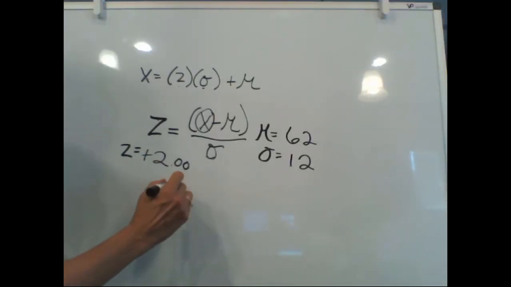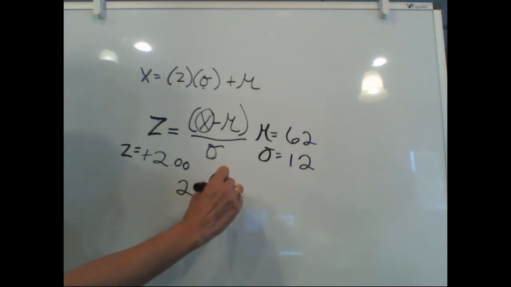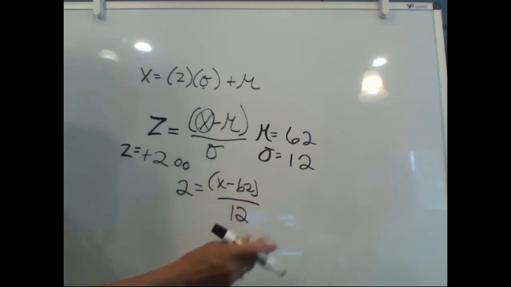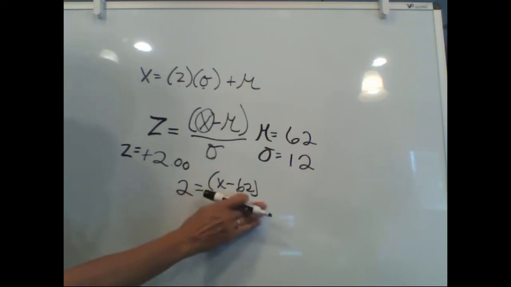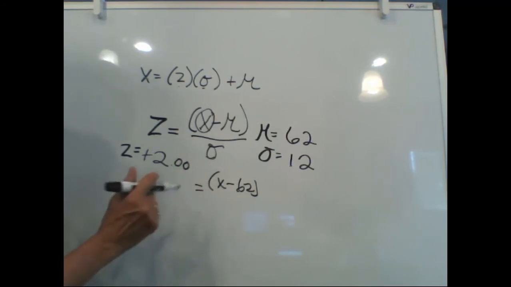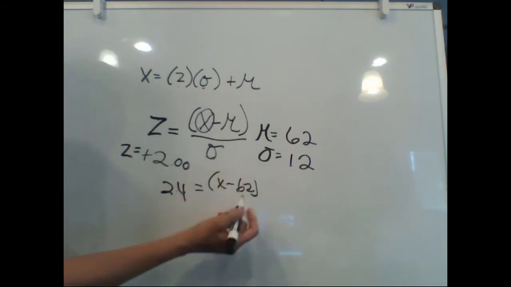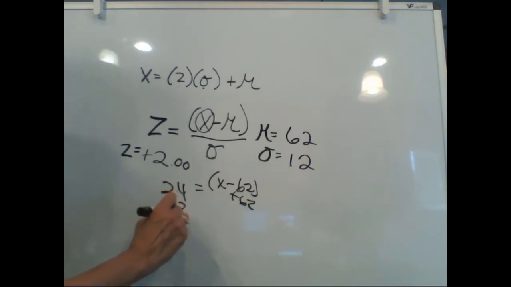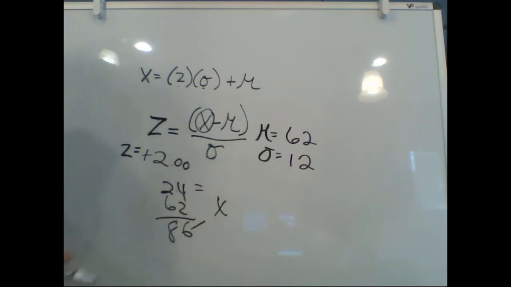For this last one, we have a z of 2. Let's plug that in. So we have 2 equals our score minus the mean divided by 12. I'm going to multiply 12 by both sides to get rid of the 12 here. So now we have 24 equals x minus 62. I'm going to add 62 to each side to isolate it here, 62 there. All right, so in this case, our x is equal to 86.